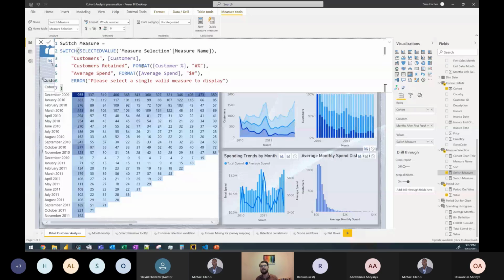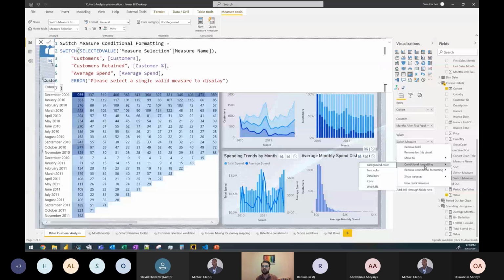The challenge with that though is that you can't use conditional formatting in a conventional sense because you can't really base the color map on text value. So what you actually have to do is set up a separate switch measure that has all the same values represented, but without that formatting here. And this has a different format value here. And that means that you can base the conditional formatting when you right click and go to conditional formatting.